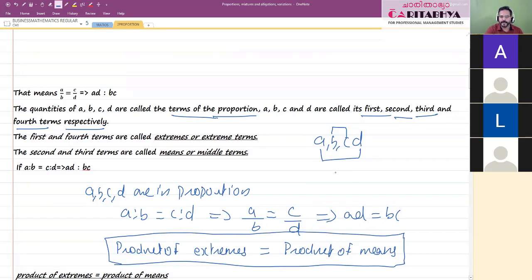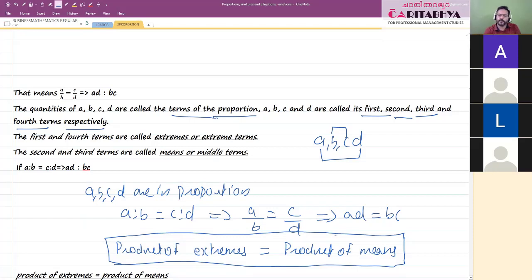A and D are called the extreme terms or extremes. B and C are called the means or middle terms. Product of extremes equals product of means. Clear? So if A, B, C, D are in proportion, there must be an equality of two ratios: A is to B equal to C is to D. Then AD equal to BC.